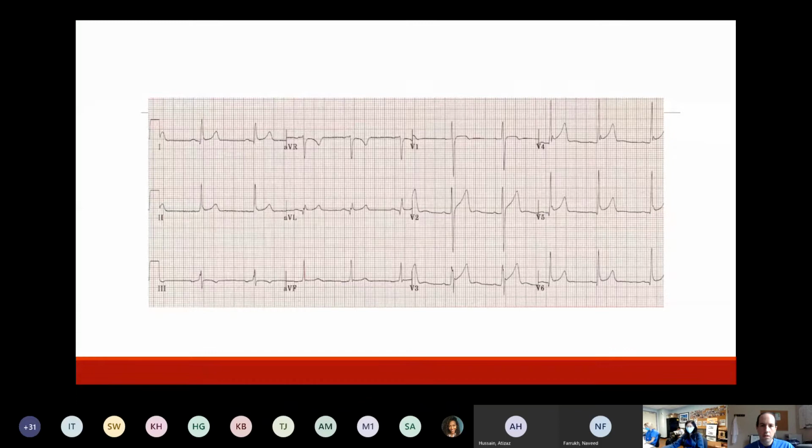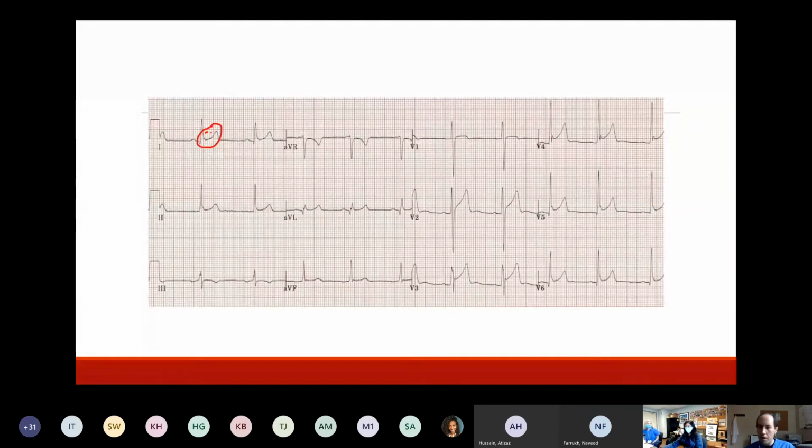How about this one? What do you guys think? Someone says probably benign changes. Yeah, exactly. You're exactly right. So again, if you draw eyes, this person's smiling. This is in a young person. I just found some random young person's EKG. It's also pretty diffuse. You would rarely have ST elevations this diffusely if it was a true STEMI.